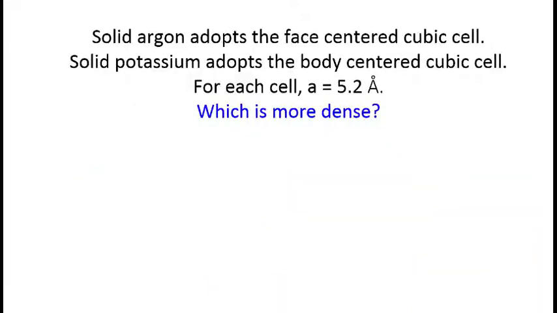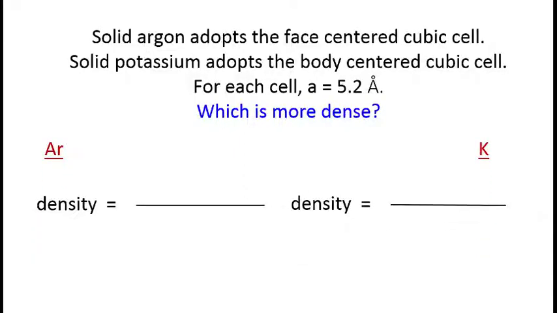Here's one more. Solid argon adopts the face-centered cubic cell, while solid potassium adopts the body-centered cubic cell. For each cell, the value of A equals 5.2 angstroms. Which is more dense? Again, since the value of A is the same for these two, the volumes are the same. When we look on the periodic table, the masses of these two elements are almost identical. Argon is 40 and potassium is 39.